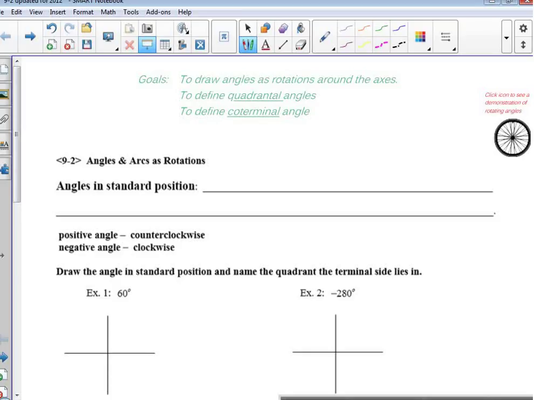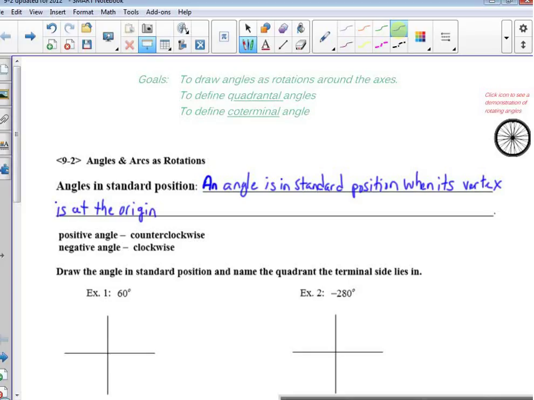All right, angles in standard position. Here's your definition. An angle is in standard position when its vertex is at the origin and its initial side is the non-negative ray of the x-axis.